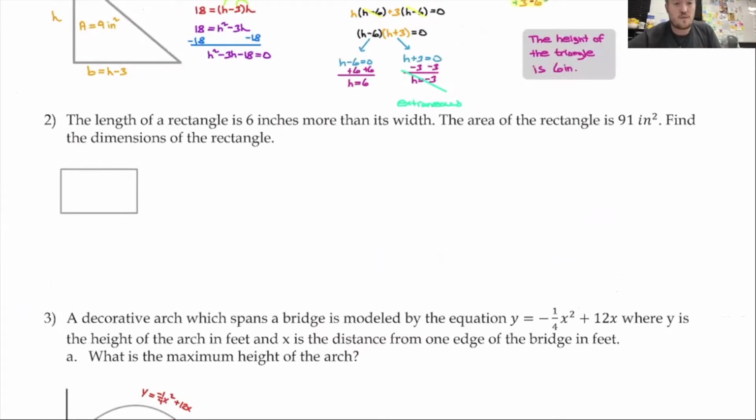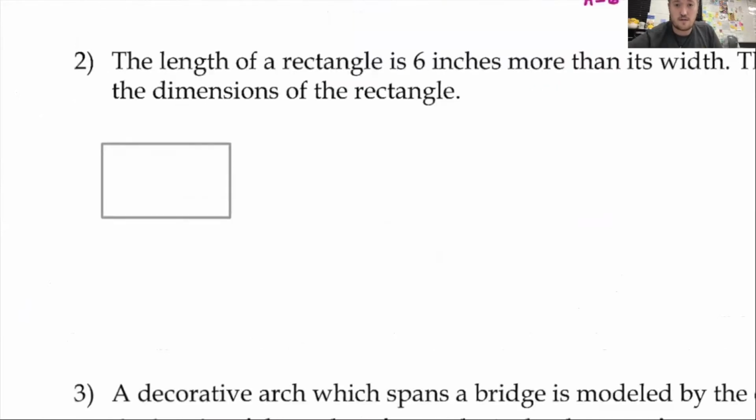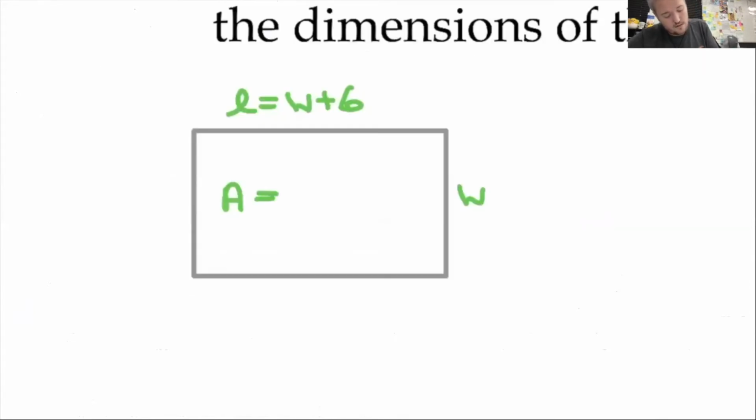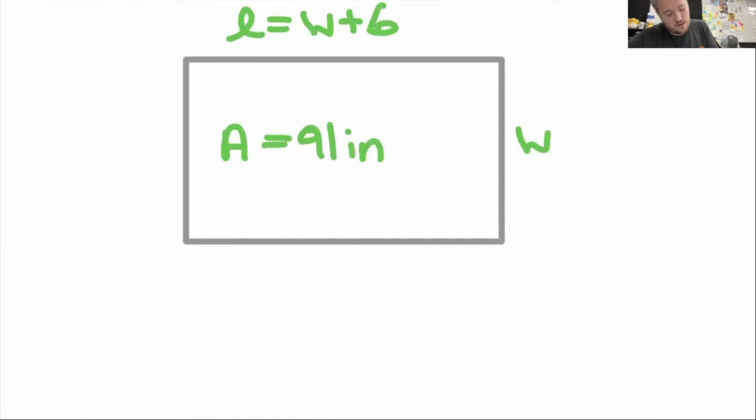All right, so I went ahead and drew a rectangle already. So the length of the rectangle is 6 more. So I'm going to go over here. So the length is 6 more than the width, and the width is just the width. And we have an area, did it say 91? Yes, it did, of 91 square inches.